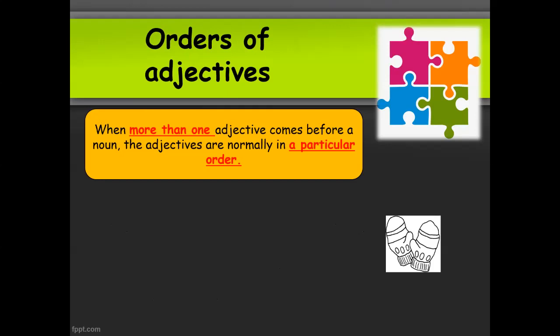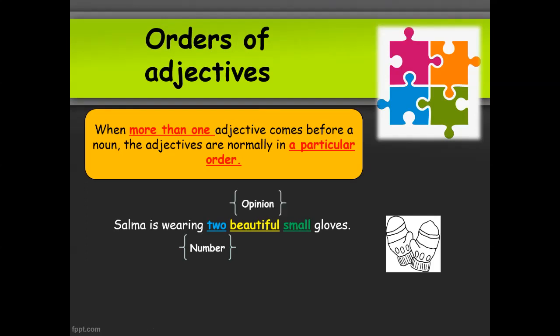But first, let's look at this example. Selma is wearing two beautiful small gloves. Here, as you can see, I started with two, and I started by giving you the number. Then I added beautiful. Beautiful is the opinion. Then I added small, which is the size of the gloves. So here I stick to the rule. The rule says first I have to add the number, after the number, the opinion, after the opinion, the size.